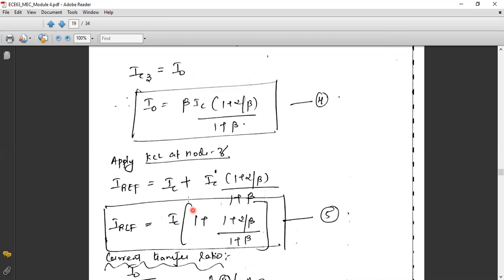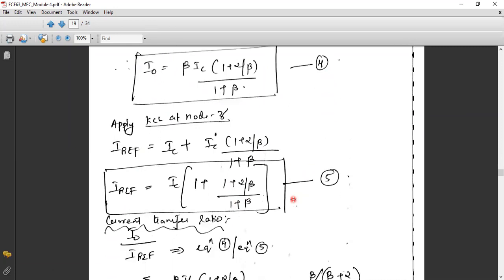So take IC outside. If you take IC outside, the equation will be (1 + 2/beta) divided by (1 + beta). So now you have the equation for IREF and I naught. Our aim is to find the current transfer ratio, which is nothing but the ratio between I naught and IREF. So divide equation 4 by 5.